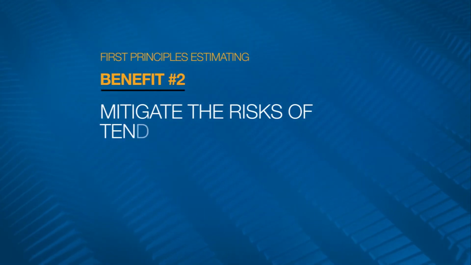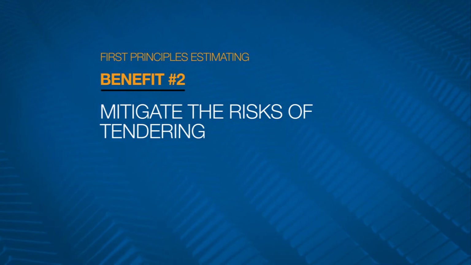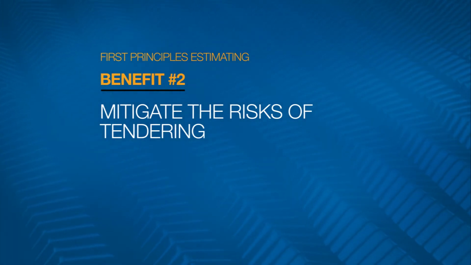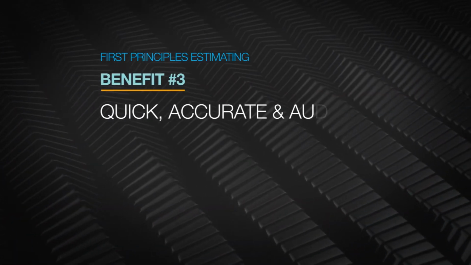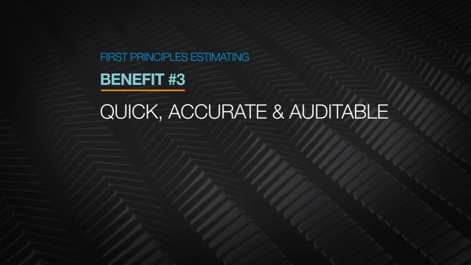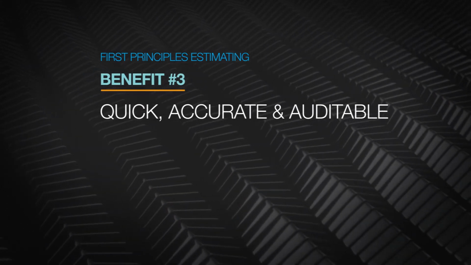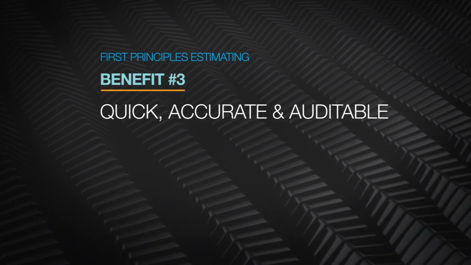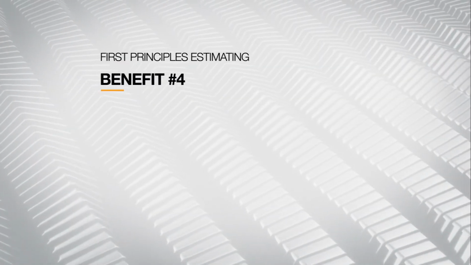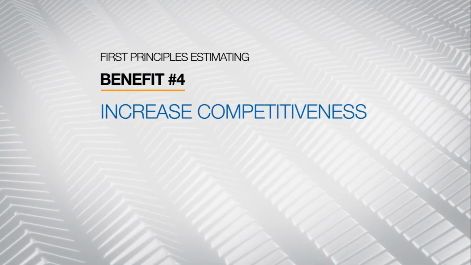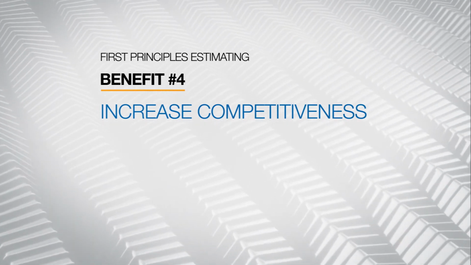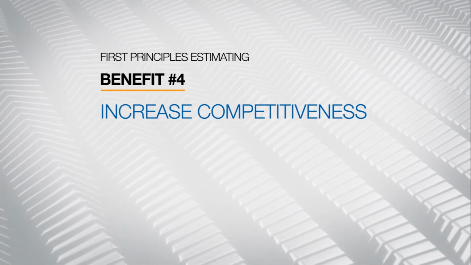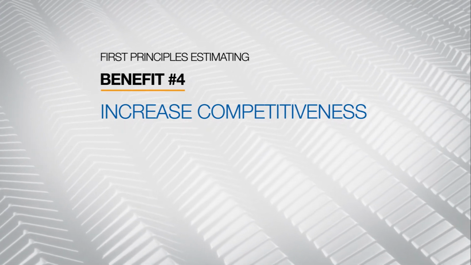Mitigate the risks of tendering as a lump sum because every component of a project is calculated according to its individual elements. Allow for the quick, accurate, and auditable implementation and assessment of changes to resources, their price, or productivity. Improve industry competitiveness by delivering detailed estimates, apply contingencies for risk, and add margins appropriate to the risk and return requirements for the project.